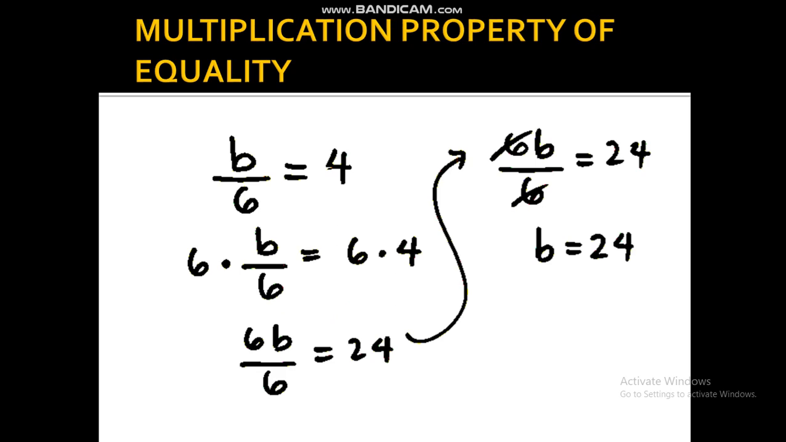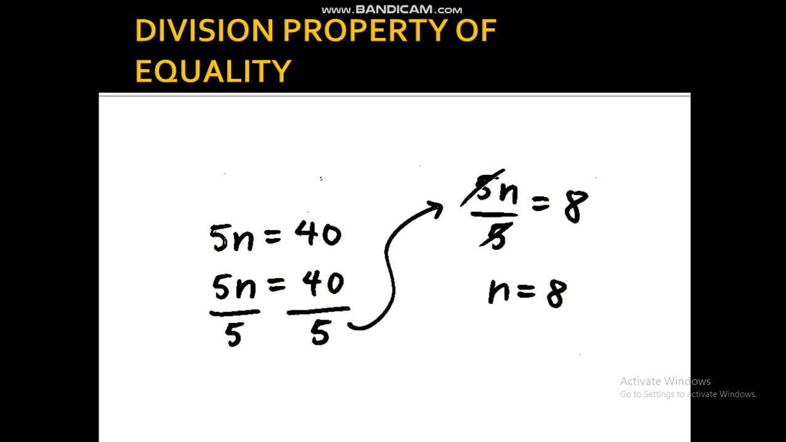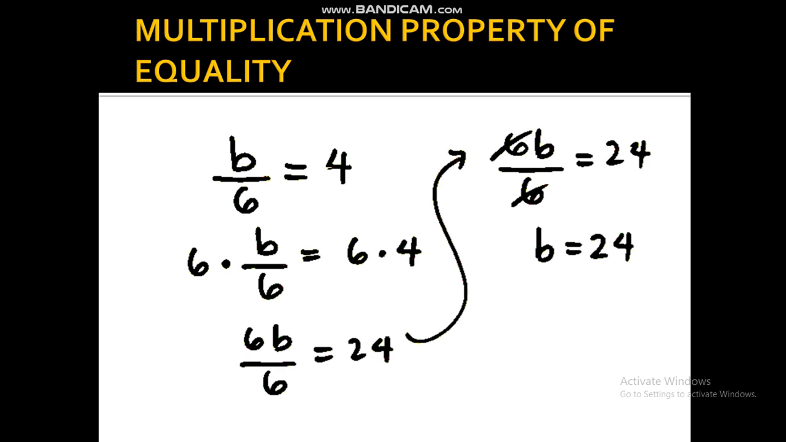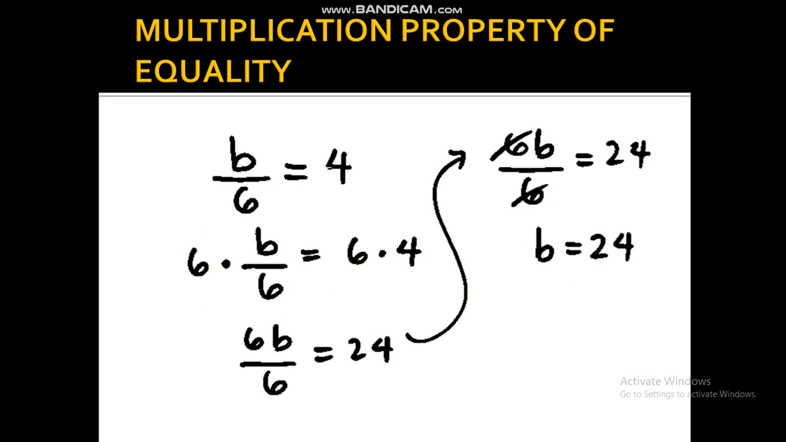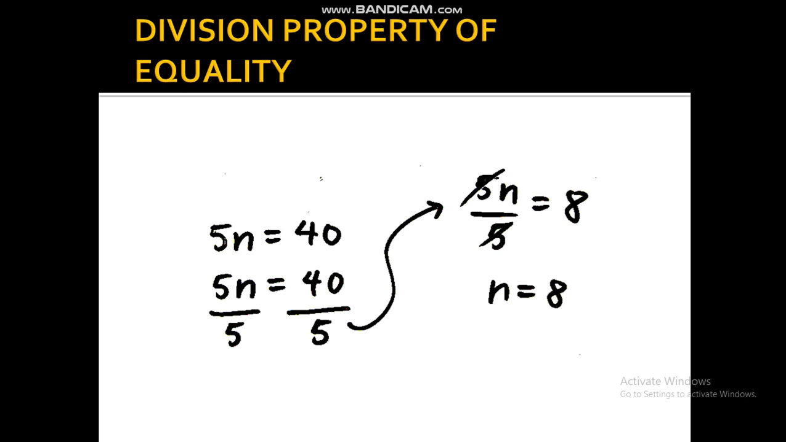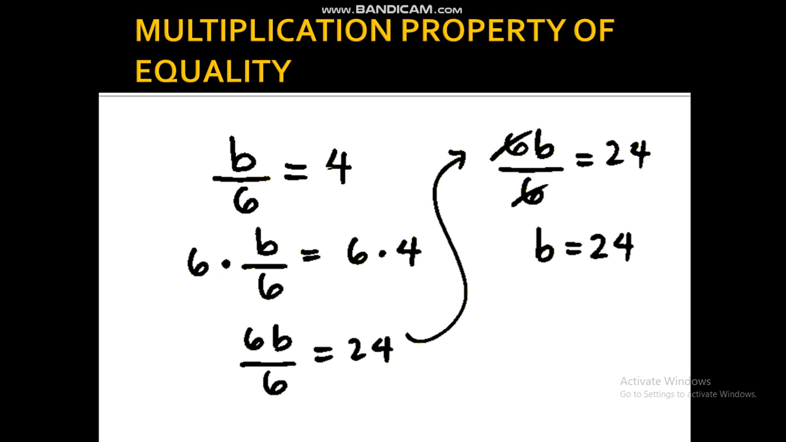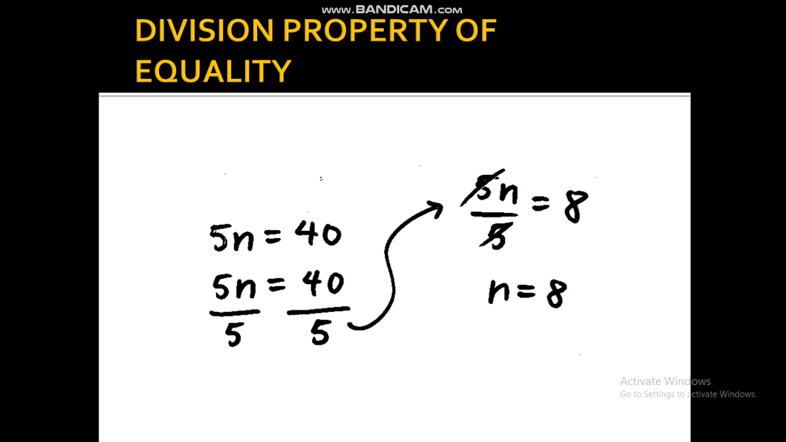And notice, class, that in the multiplication and division properties of equality, we have one monomial on each side of the equation. So there are no more plus or minus signs in both sides. It is very important to comply first with the addition and the subtraction properties of equality before applying the multiplication and the division properties of equality.